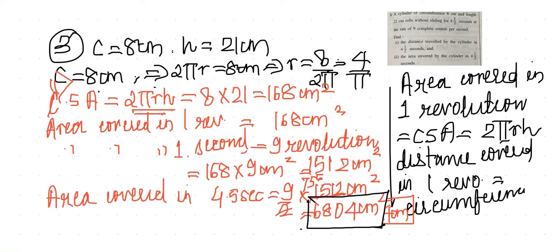The question was very easy, children. The only different thing in this particular question was the fact that you had to take the distance covered as the circumference and the area covered as the curved surface area. If you are able to understand this concept, then it will be easier for you to understand.